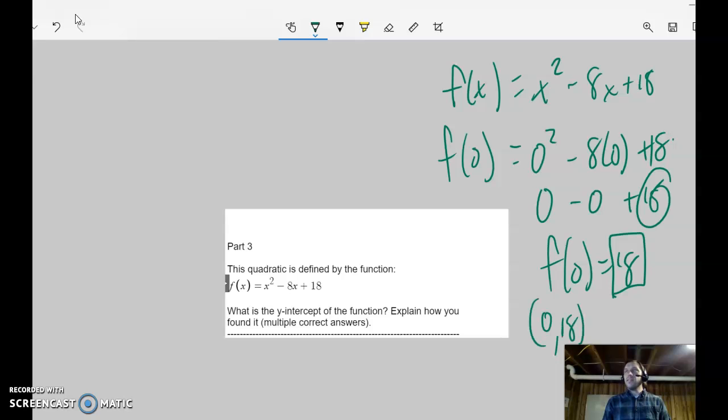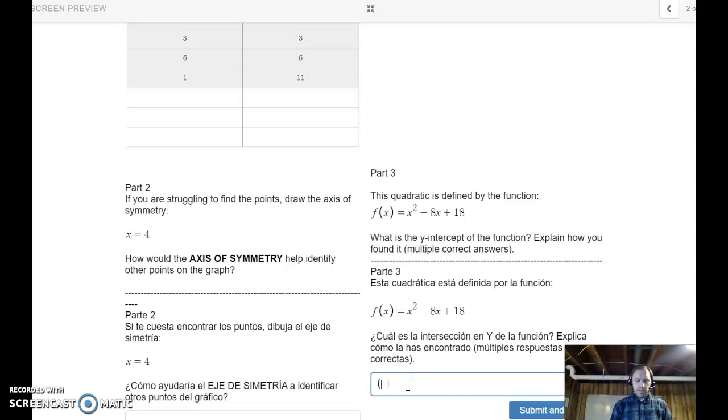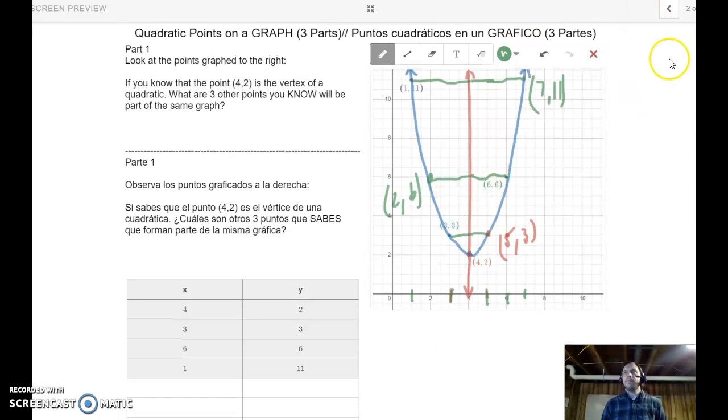Also remember, this is that c term in our standard form. That c term will always be the y-intercept, and we'll talk about that a little later if you didn't get it. All right, let's put this in. What is the y-intercept? The y-intercept is (0, 18). How do you know? Explain your thinking.